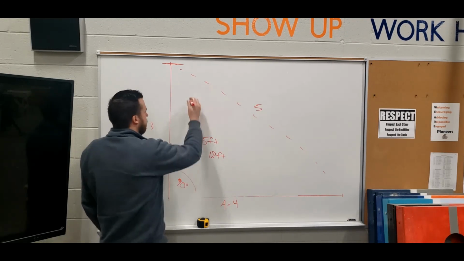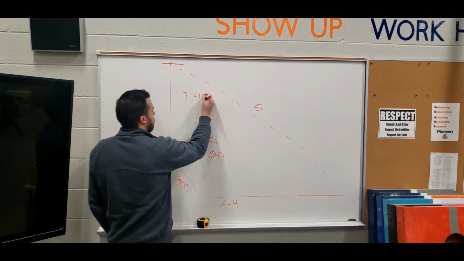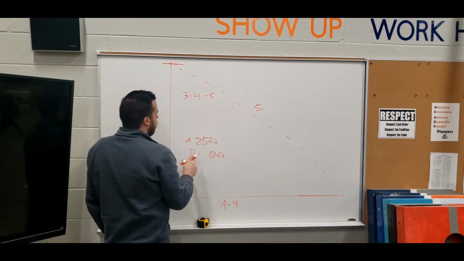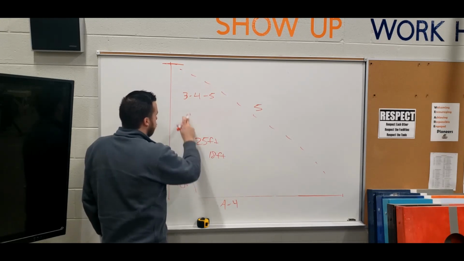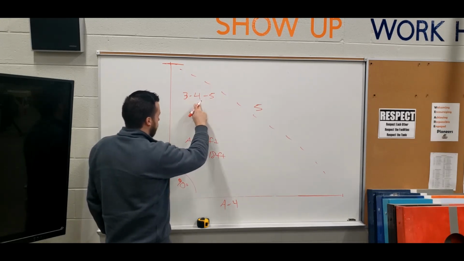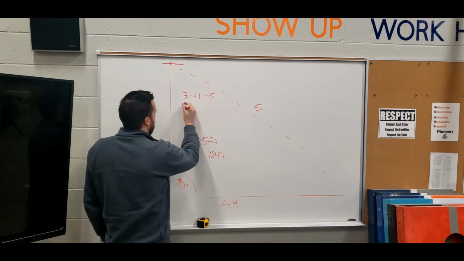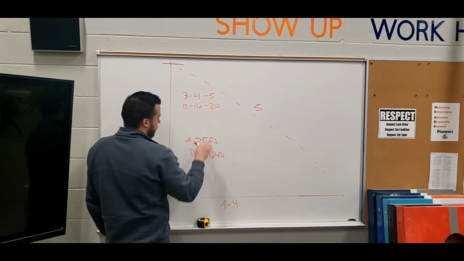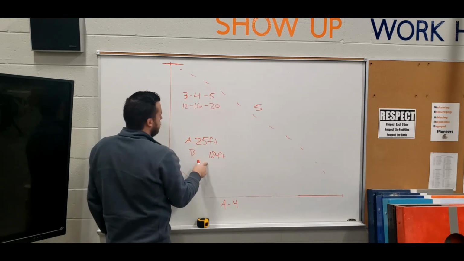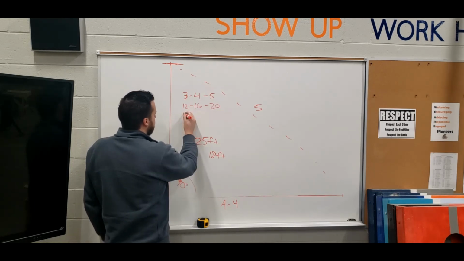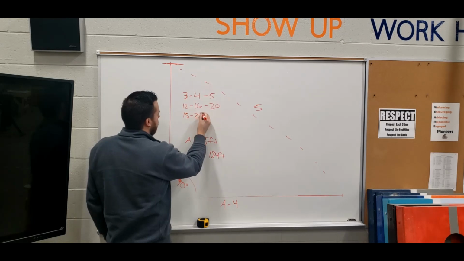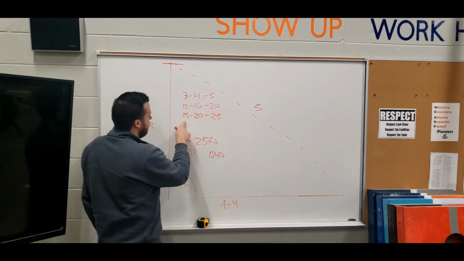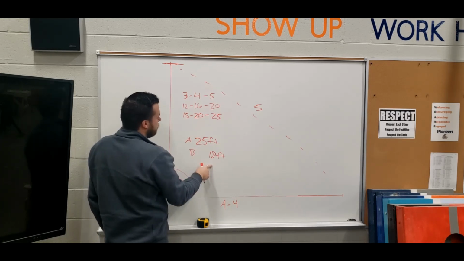So 3, 4, 5, right, is our base. Let's see, what numbers get me close? If I multiply 3 by 4, I could do 12, 16, 20. Let's see, 12 and 16 is getting closer. Could I jump up one more? I can go 15, 20, 25. Now that's pretty close.